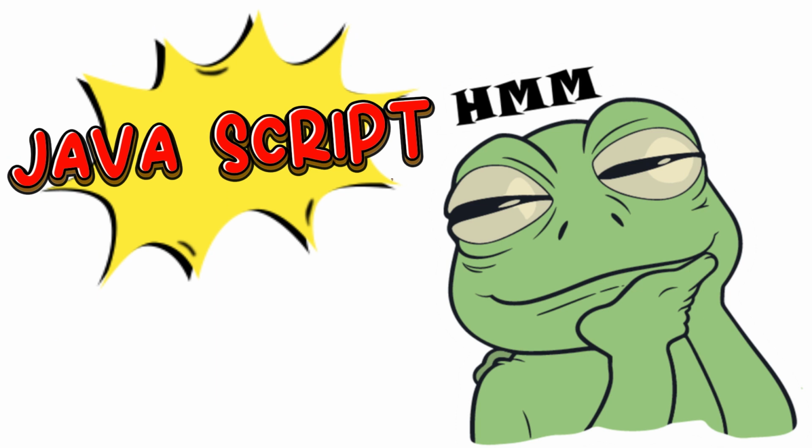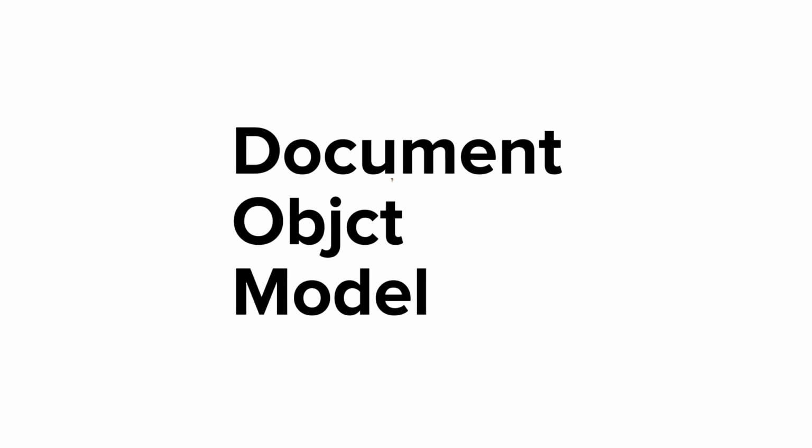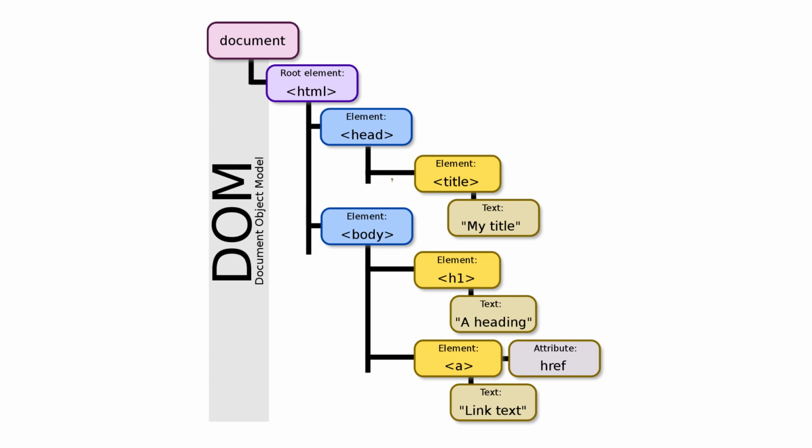But to do anything with code in JavaScript, we need an object. That is where the DOM, or Document Object Model, is very helpful for JavaScript. The DOM creates a tree-like structure for HTML code.